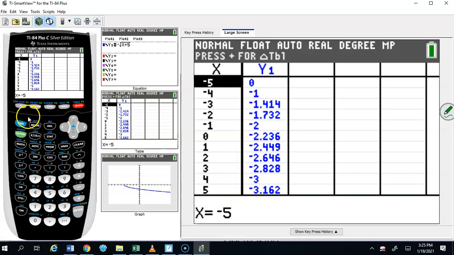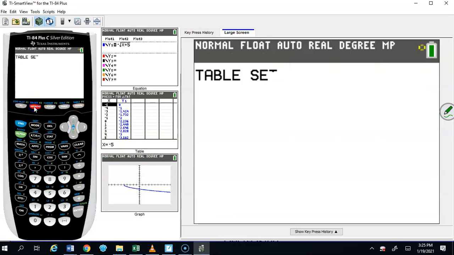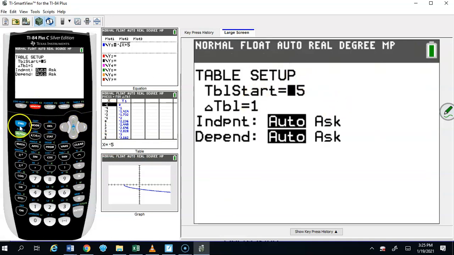And let's go here so you guys can see how we can change this. So this is how we set up our table. Go second window here. That's our table set. Okay, so our table started at -5. We can change that number to be -10 if we want to. And right now it's on auto. But we can also change it to ask so we can put in our x values. So let's just go ahead and see what this looks like for right now though.